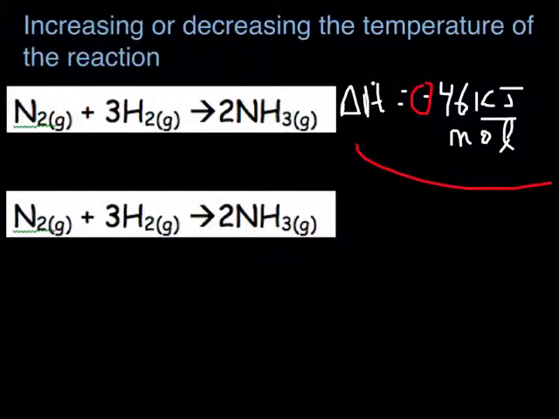If we pretend that the delta H is part of the chemical reaction, then it makes the concept of Le Chatelier's principle with respect to temperature a little bit easier to understand. So in this case, we're going to add 46 kilojoules per mole to the product side. Why? Because it's releasing that energy. Okay, so in other words, nitrogen plus hydrogen yields ammonia plus energy. Makes sense, right?